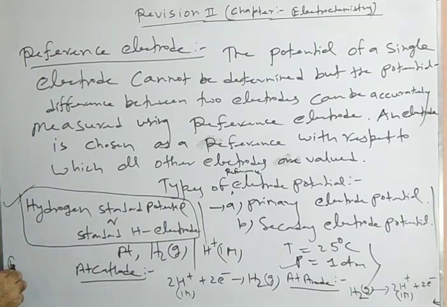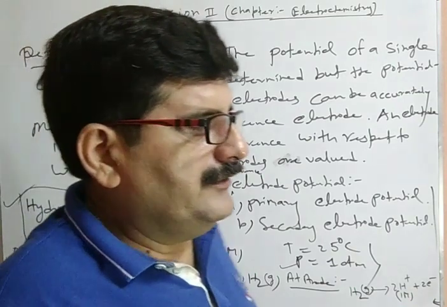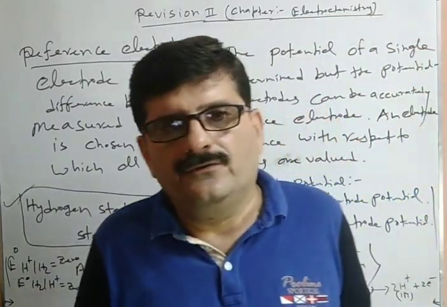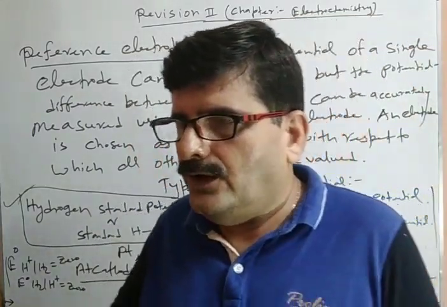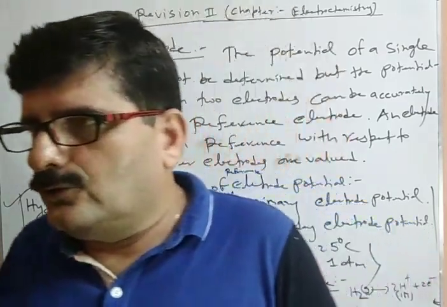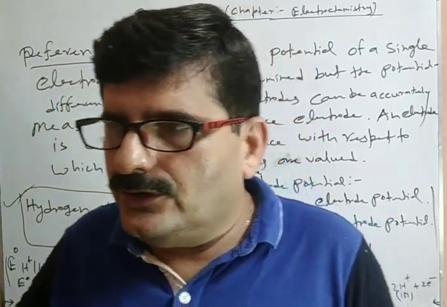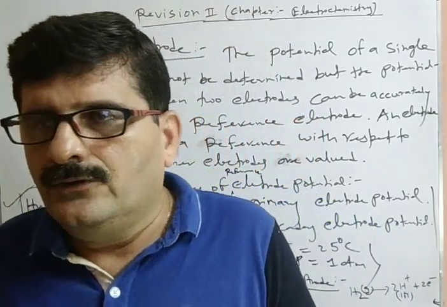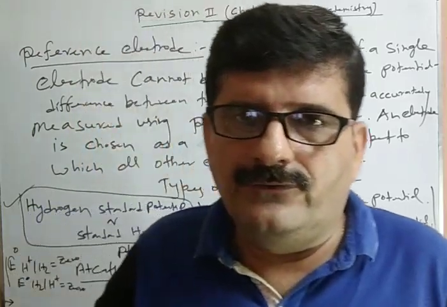E naught of 2H plus going to H2 is always considered to be 0. E naught of H2 converted to H plus is again said to be 0. The upper one is called reduction potential, and the lower one is called oxidation potential. So with the help of the hydrogen electrode potential, we can determine the electrode potential of the other couples, and finally we find out the potential difference across it.